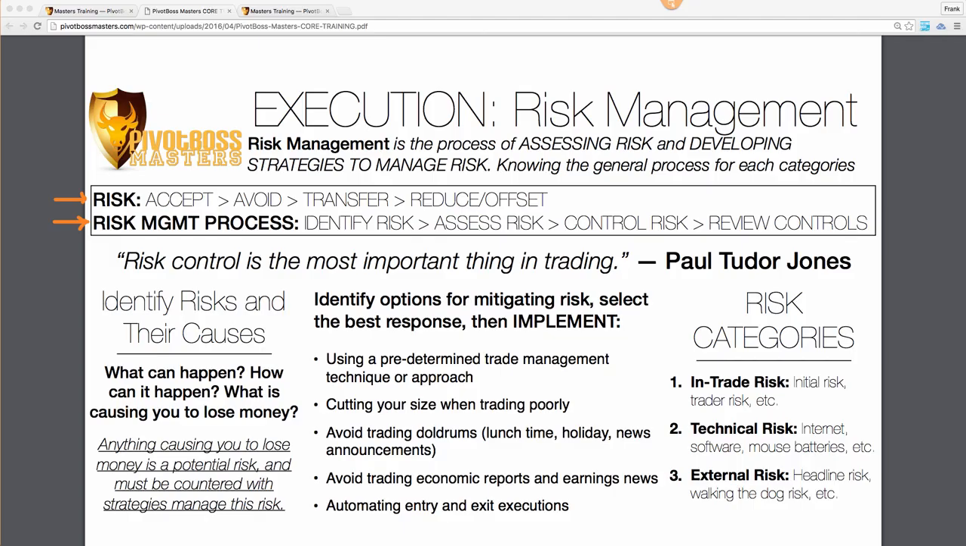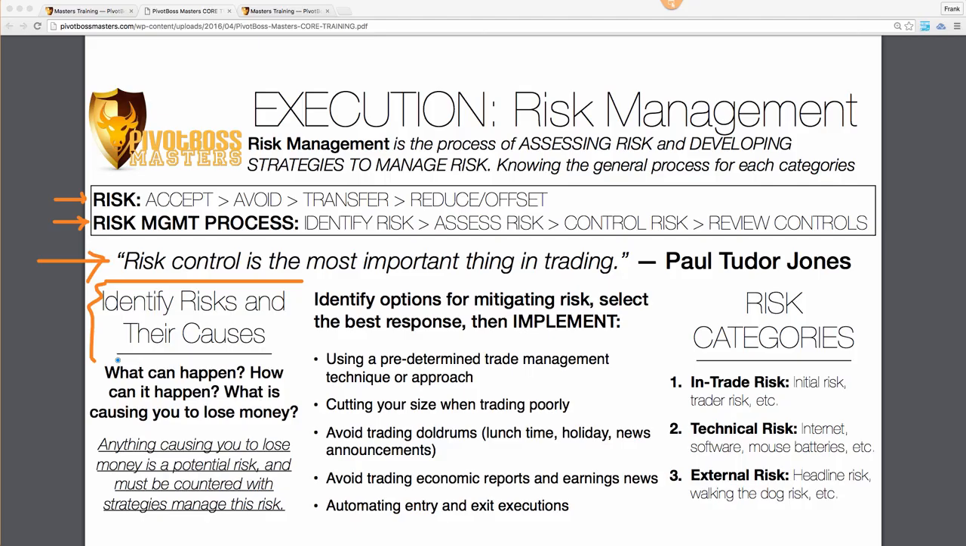So with regards to risk management process, this is how we deal with risk. This is how we identify risk, assess risk, control it, and then review our controls. Again, Paul Tudor Jones says risk control is the most important thing in trading. So you have to identify the risk. What are the risks? This is what I've mentioned so many times, especially with novice traders. The risk right away is just, this is my entry, that's my stop loss, so that's my risk, that distance. But really, there are so many different types of risk, so you have to ask yourself questions like, what can happen?